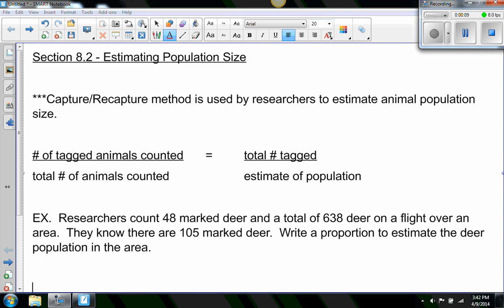Your new video is for section 8.2, which is on estimating population size. The main people that are going to use this would be scientists, anybody who's doing some type of research on the population size for animals.